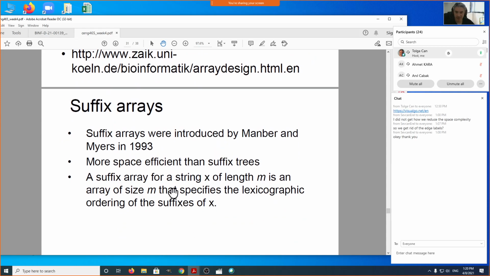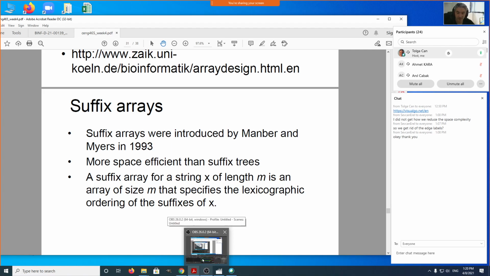It's really simple actually. The data structure is just an array of suffix IDs. It's a sorted array of suffixes. Suffix arrays were introduced by Manber and Myers in 1993. They are more space efficient, though not in terms of asymptotic complexity. They are both linear. It's not sublinear, but the constant factor of suffix arrays is much lower than that of suffix trees.